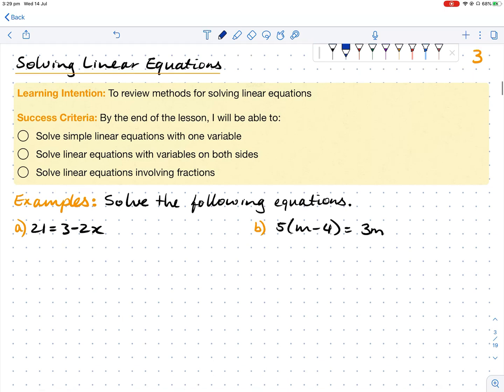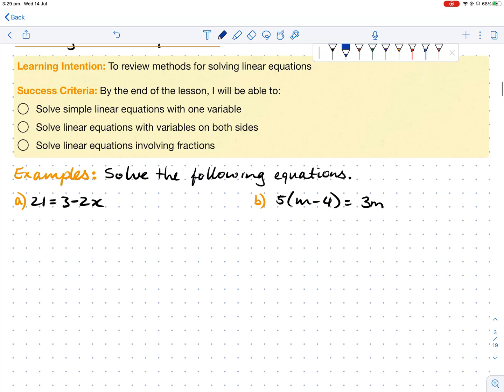By the end of this, we should be able to solve linear equations with one variable, and those are pretty much the types of questions you were doing in Year 7. Linear equations with variables on both sides, so if there's x's on both sides and you want to bring them together, those were kind of like your Year 8-ish type questions. And then linear equations with fractions in them, again things that you've done before. So let's do a couple of examples.